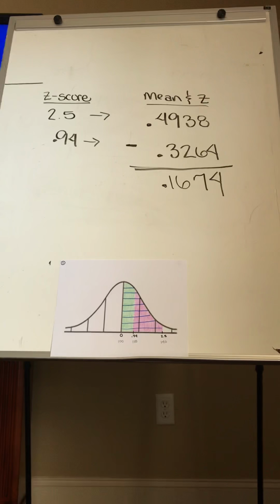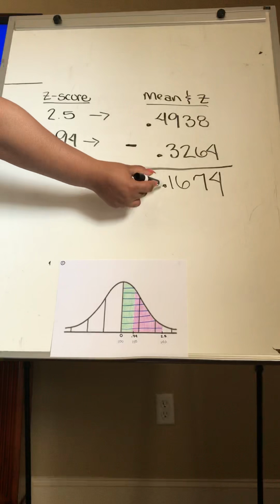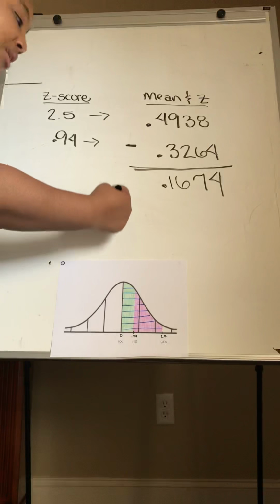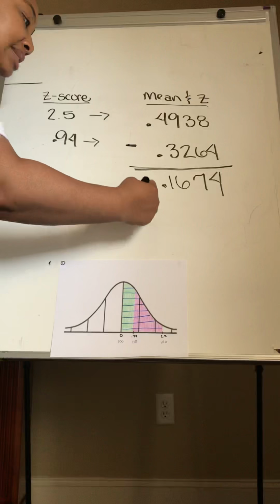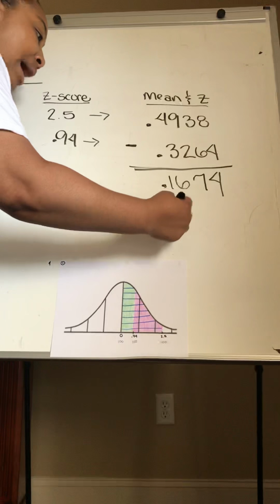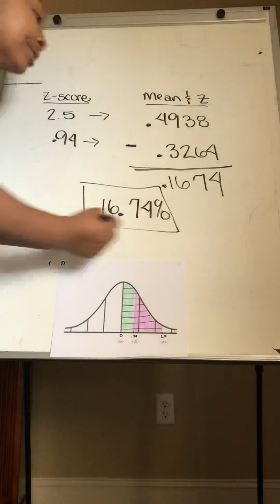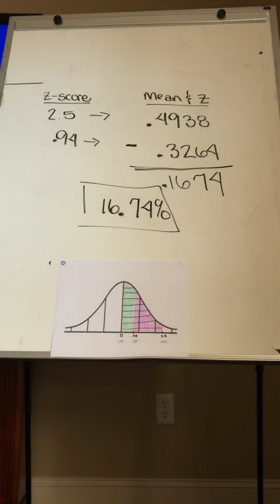That's how much it measures. Now the question said, give me the percentage. So this is decimal form. To give the percent, you would simply move the decimal 2 places to the right, keep all numbers, and you would have 16.74%. That would answer your question. So the question was, what's the percentage of people who have an IQ score between 115 and 140? 16.74%.